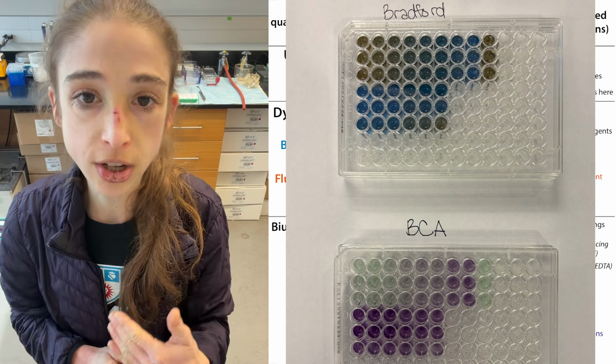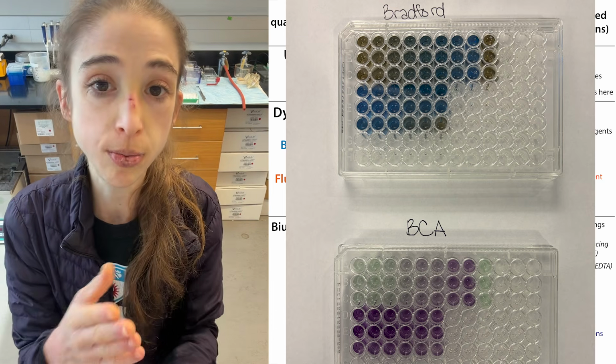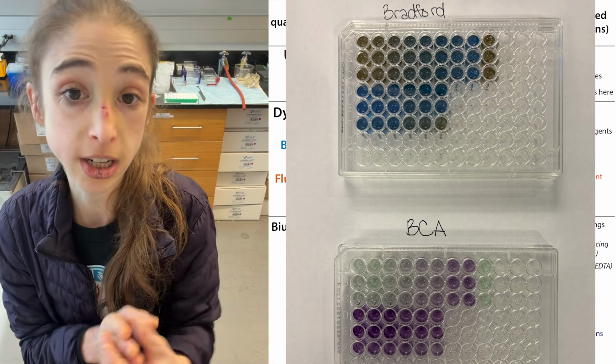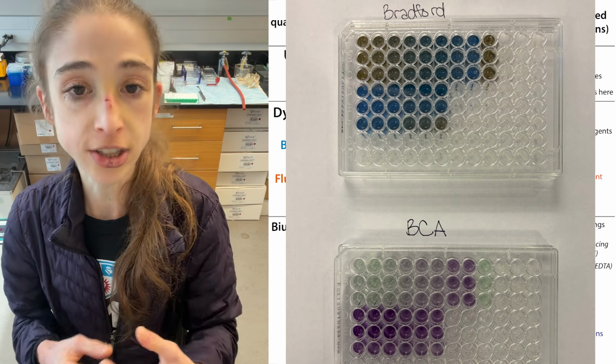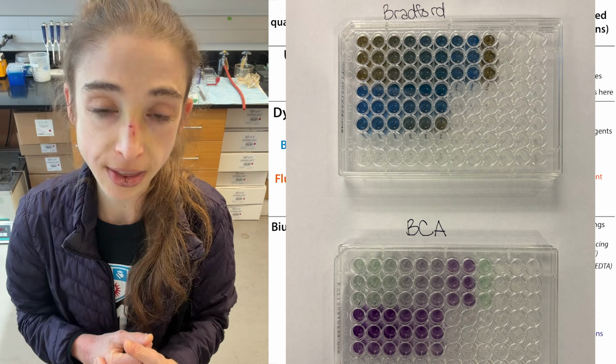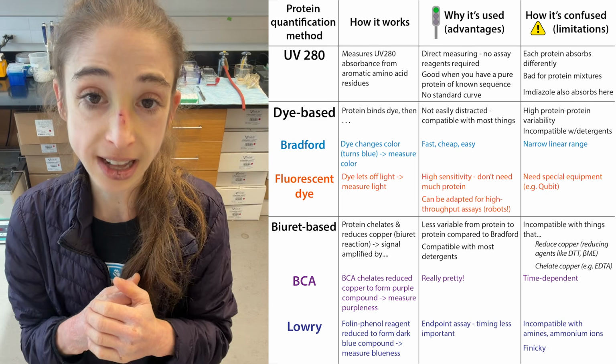With some of these methods, like the Bradford, the linear range of the Bradford is really small, so you probably have to do dilutions of your protein in order to get to the range that is in the linear range of your standard curve. And you might need to do that with some of these other methods too. But the BCA method has a broader range than the Bradford assay.